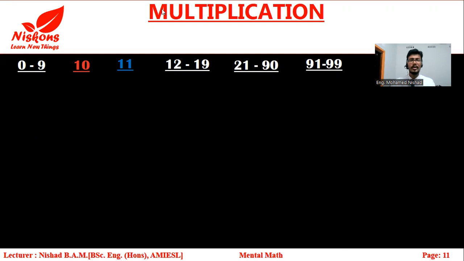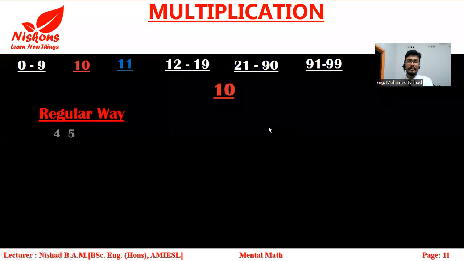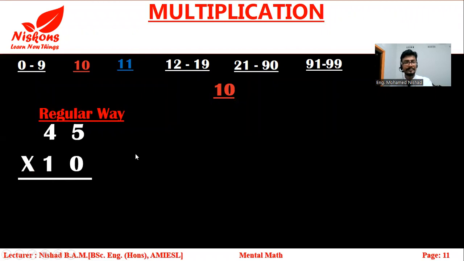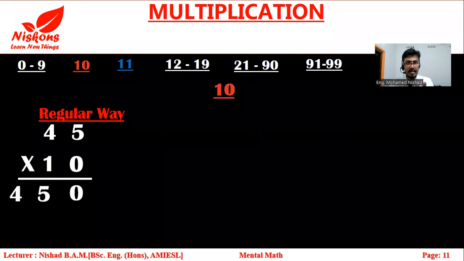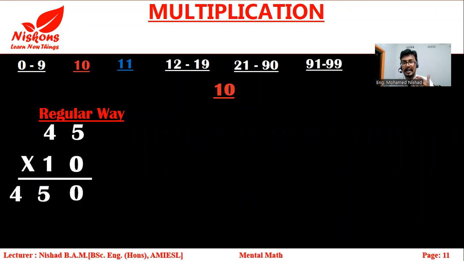Okay, now we are going to learn how we can calculate any number times 10. As an example, if we are going to calculate 45 times 10, what will be the answer? Yeah, the answer will be 45, and we have to add that 0, so that will be 450. Yeah, of course, I am kidding. The multiplication by 10 is as simple as adding a 0.